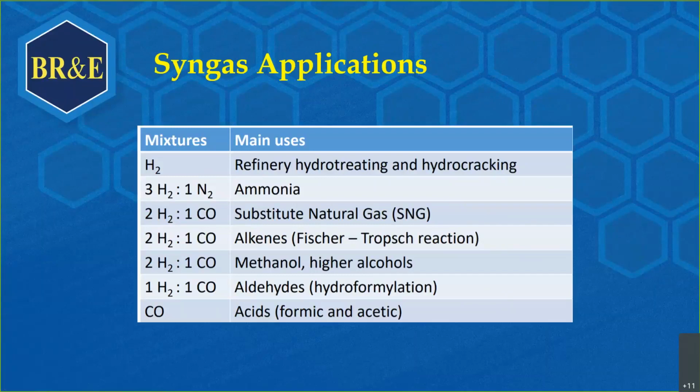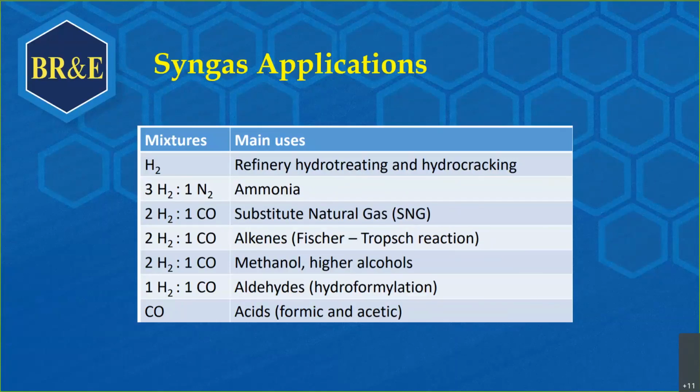So what is syngas used for? Why is this so important? Why do we care about it? Well, there's a wide variety of different applications that syngas can be used for. As you can see from this table here, one of the big areas that syngas is really needed in is in refineries. This is also known as a hydrogen plant. The refineries will use the produced hydrogen for hydrotreating and hydrocracking. So that is a very big area for syngas production.